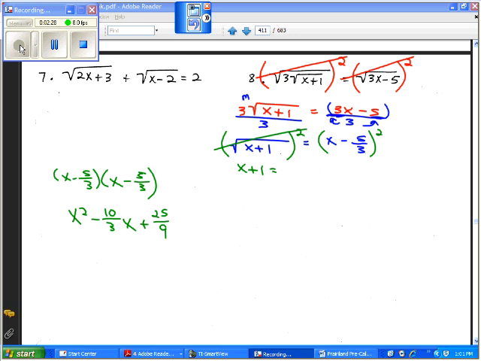Understand that? You would have 2 of the middle part. You'd have 2 of the negative 5/3 x's, which would make negative 10/3 x. So we have equal x squared minus 10 over 3x plus 25 over 9. So that's what we've got so far. Let me see that. I'll let you catch up.